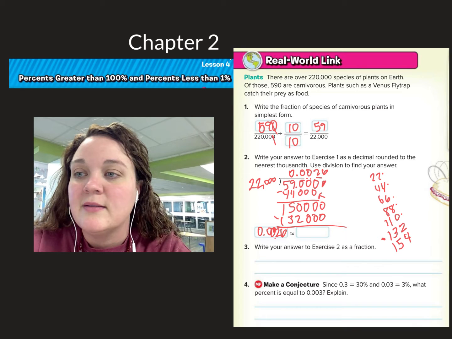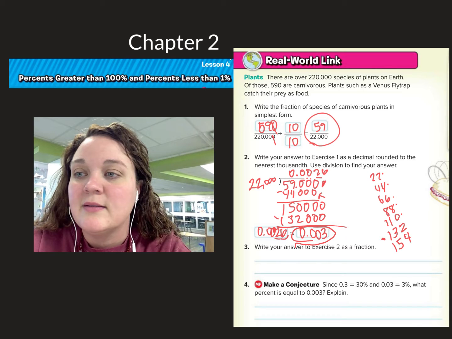0.026. So I would round that. Looking at the 6, it's going to tell me to add 1. So it'll be 0.003. So that would be written in decimal form. So this fraction written in decimal form would be this.